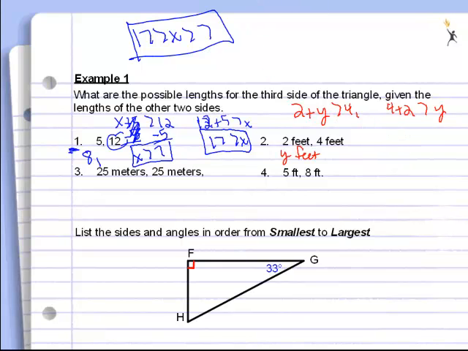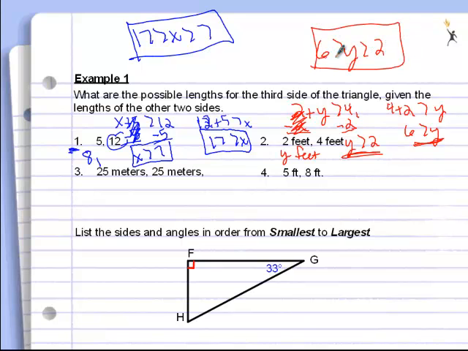But now I have to solve these two. If I subtract 2 from both sides, I'm going to get y is greater than 2, because 4 minus 2 is 2. Anything greater than 2 will satisfy my third length. Then we solve this side. 4 plus 2 is 6. 6 has to be greater than y. So as long as y is less than 6, but greater than 2, it will satisfy the third side. Anything in between 2 and 6, 3, 4, 5, will work there.